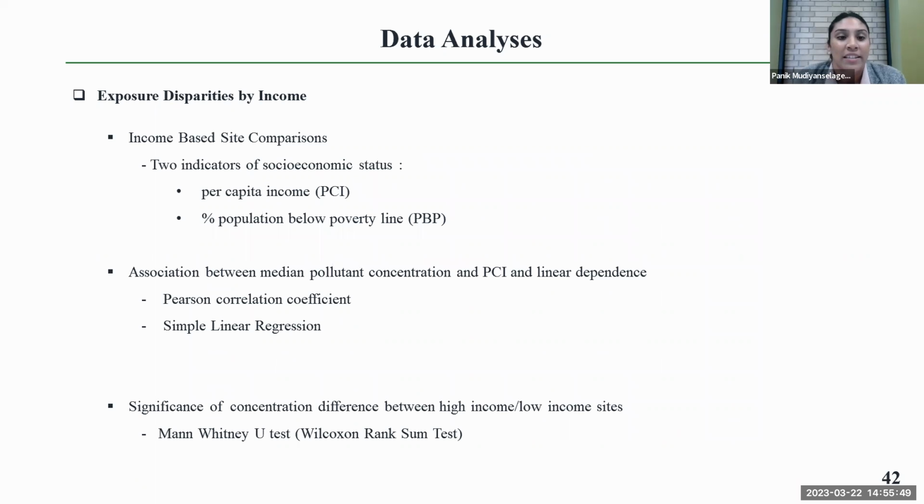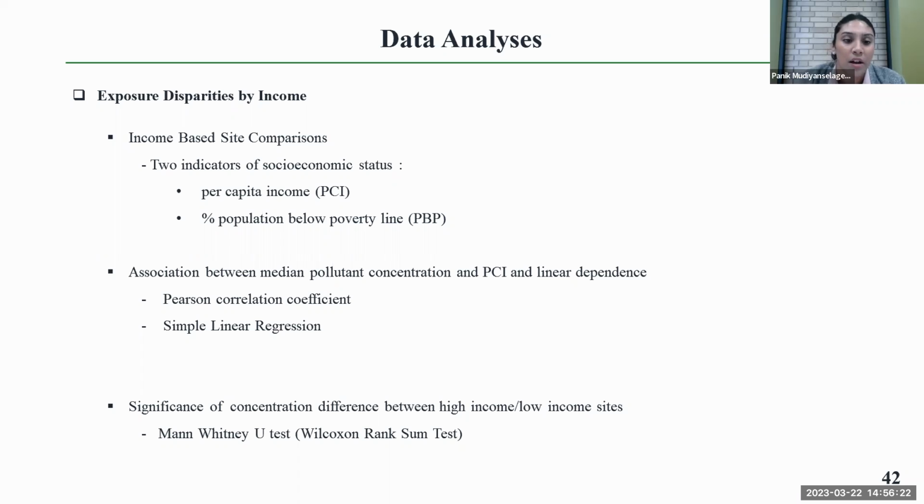Okay. So the next analysis that we did was trying to investigate if there's a disparity in exposure with regards to income. So we first wanted to see whether we can do an income-based site comparison, just considering the sites of highest income and the sites of lowest income. And we used 2 indicators of socioeconomic status: per capita income, as well as percent population below poverty line.